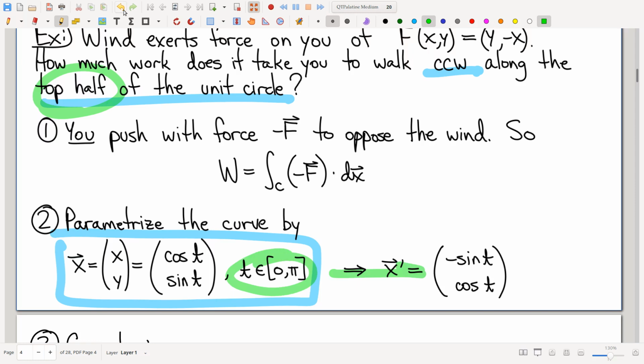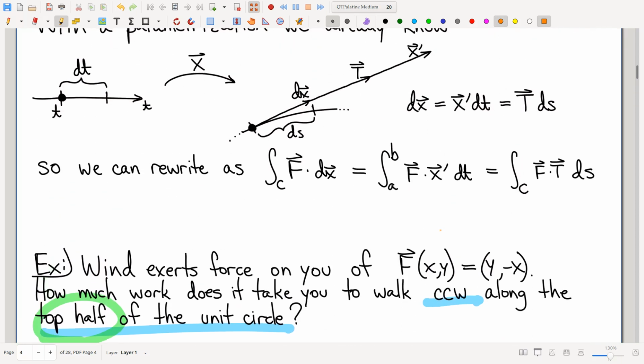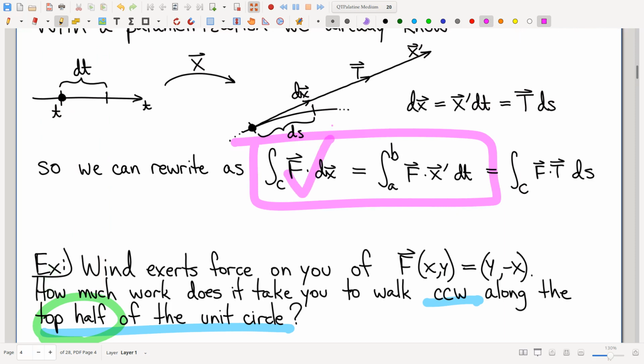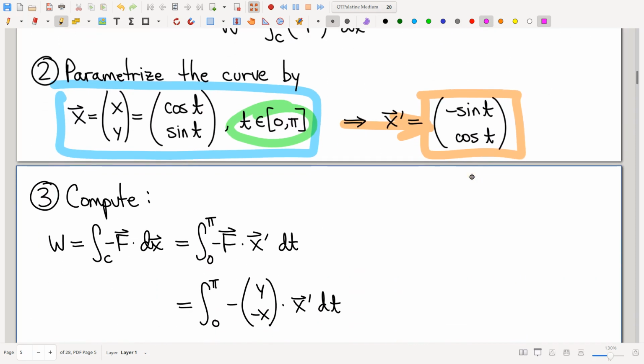Easy to take the derivative. So there's my velocity. Now I'm good to go on using this formula right here. If you have a vector line integral, f dot velocity dt. So we write that down. Here we go.